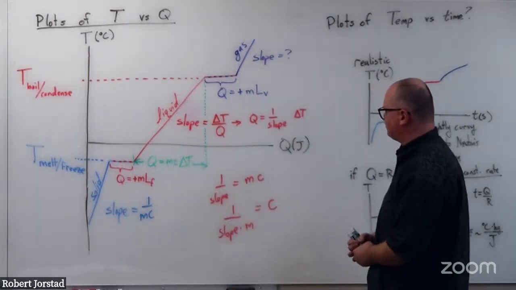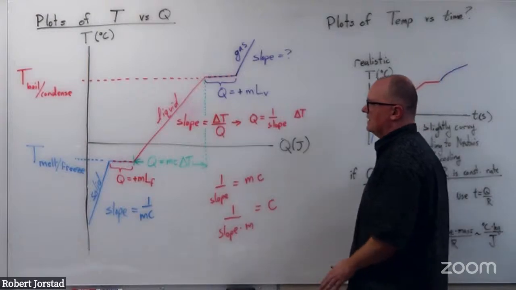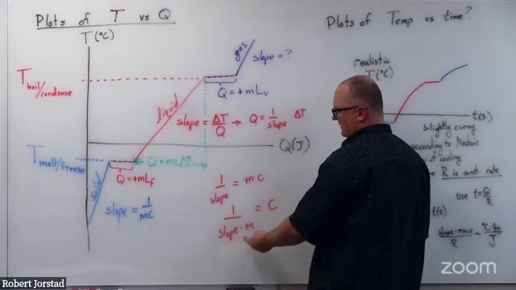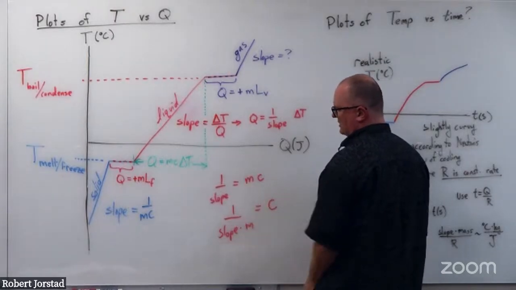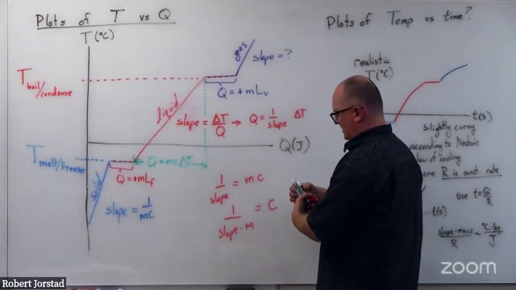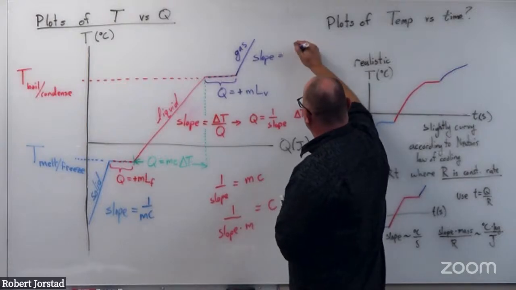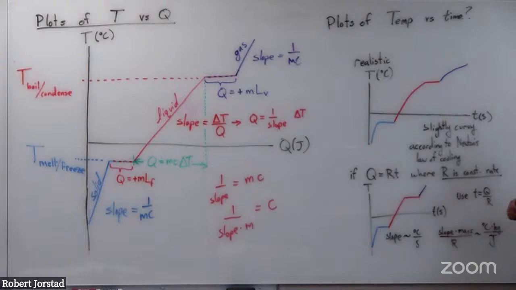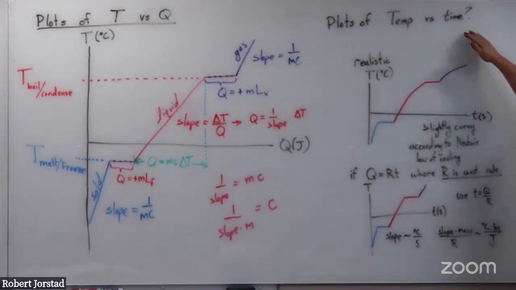All right, so again, you got your melting points, your latent heats. Your slopes are your specific heats with this weird relationship here. So slope here. All right. And then in this case, what about plots of temperature versus time?